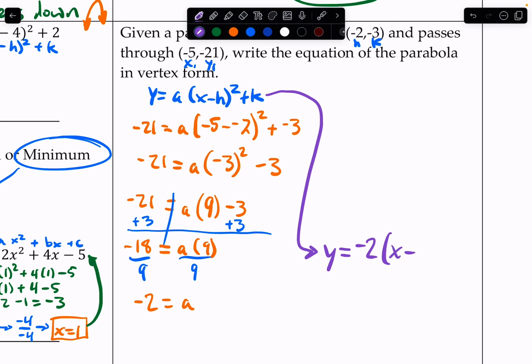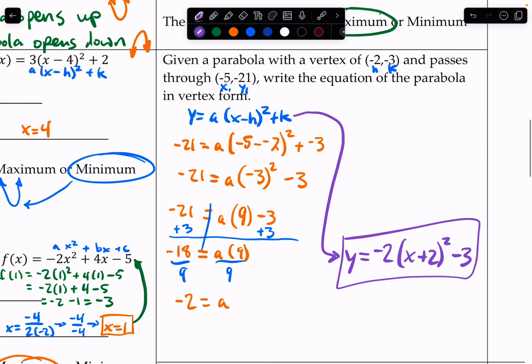So I'm going to put a plus 2 and then a minus 3. The reason I did plus 2 is because this minus negative 2 is the same thing as plus 2. So I've got my a value, I've got my h value, and I've got my k value plugged in there. With that, I have a final answer. A generic equation that if I were to type it into a calculator would have a vertex at negative 2, negative 3, and it would pass through negative 5, negative 21.